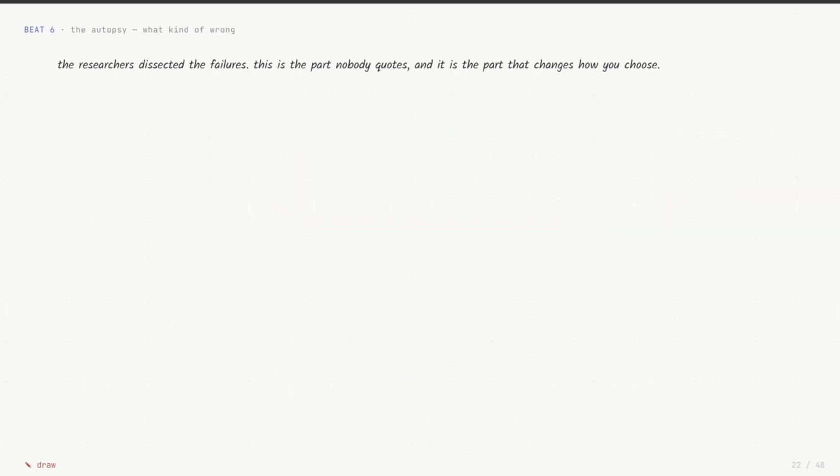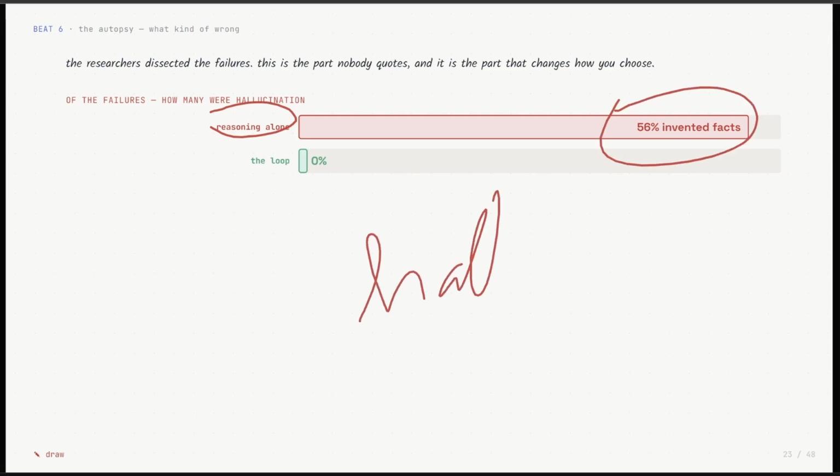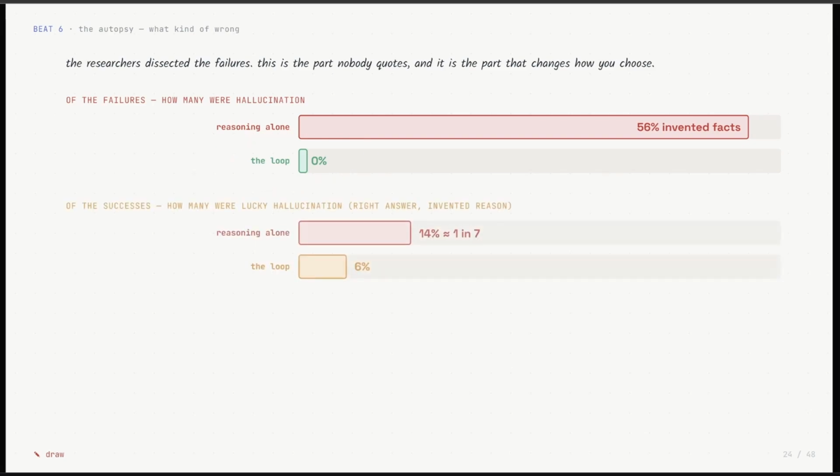The researchers went back and dissected the failures. This is the part where everyone needs to focus. Of the cases where pure reasoning failed, 56% were invented facts. So basically hallucinations. And this is a big, big problem, of course. On the other side, for the loop, it was 0%. 0% of the failures were hallucinations. So this brings so much stability to a bigger system, or a system where you need reliability, of course.